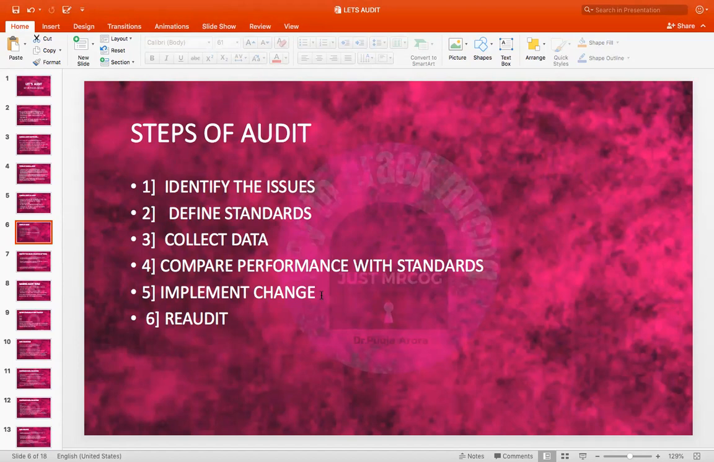Fourth is comparing the performance with the standard, because now you have data, now you have standard. So what should be the next step? Definitely comparing 2 with 3. Then fifth, whatever shortcomings there were in the potato curry, your mother-in-law will tell you, okay, please implement these changes whenever you prepare your potato curry. Put this much salt, fry this much, take boiled egg, take boiled potato, something like that. So these are the implement changes. Last, she will do the re-audit. She will again ask you to prepare it after 7 days.